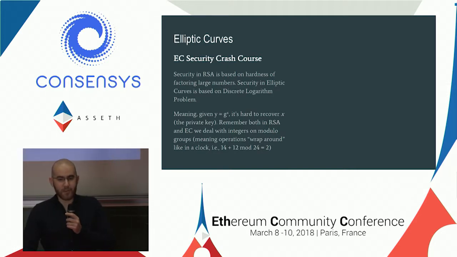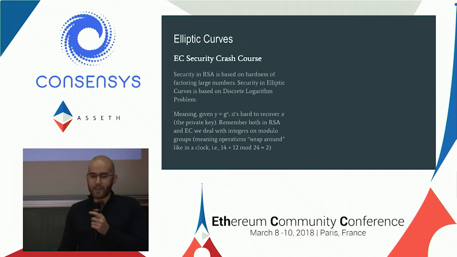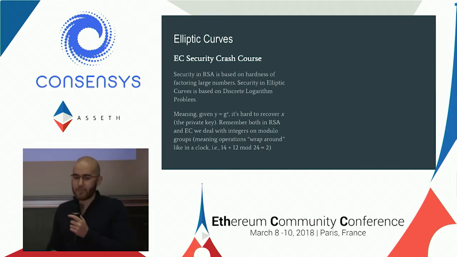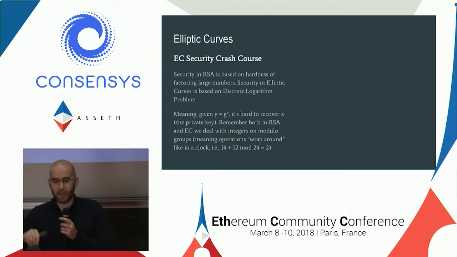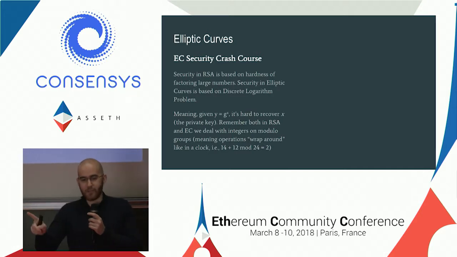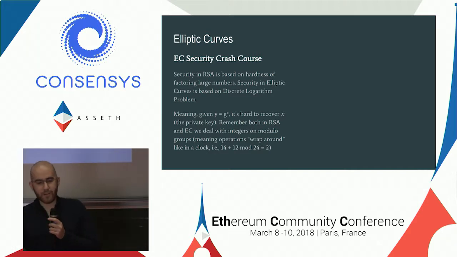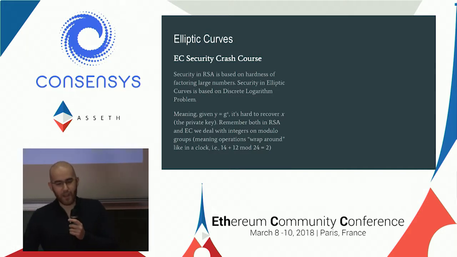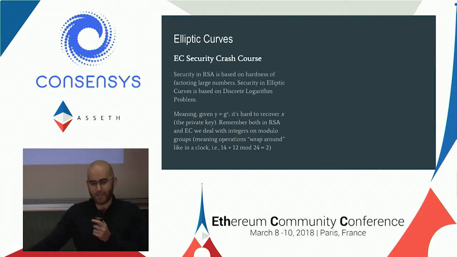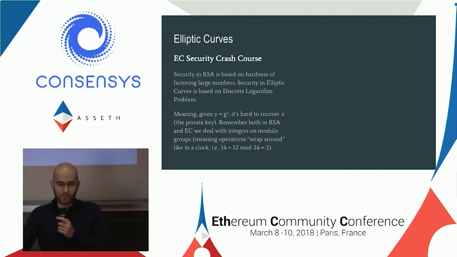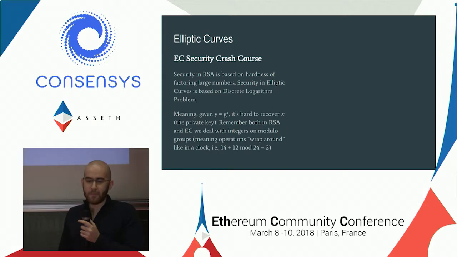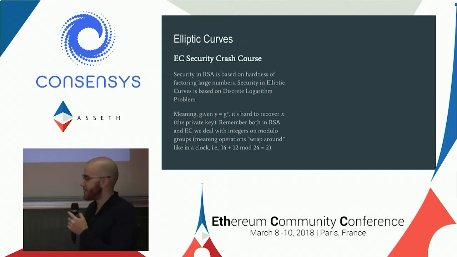So both in RSA and elliptic curves, we deal with integers on modular groups, meaning the operations wrap around like on a clock, right? Clock arithmetic is modular arithmetic. If it's 2 p.m. and I say let's meet in 12 hours, we're not going to meet at 26 o'clock. We're meeting at 2 a.m. I guess. Yeah, and this is basically what's being illustrated there in that simple calculation.